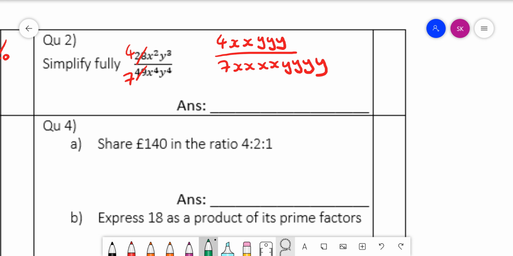And now I'm going to cross off the things they both have. So they've both got 3 y's, and they've both got 2 x's. Which leaves 4 on the numerator, and 7, and I've got these 2 x's, so x squared, and I've got this 1 y, so 7x squared y. Again, make sure you've paused to write down any purple pen notes that you need to, and then move on to the next question.